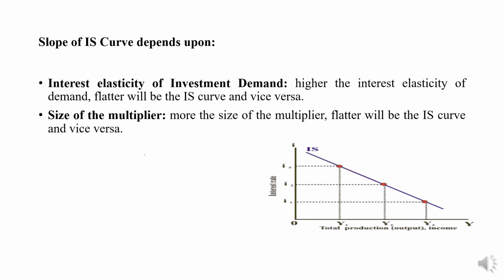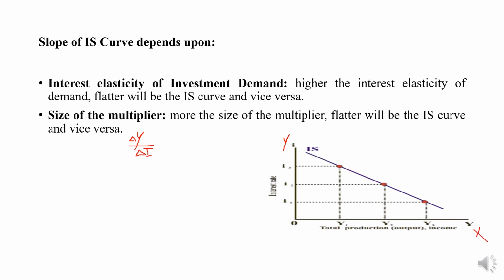In the size of the multiplier, when there is a change in investment, it will change the output or the income. So the more the size of the multiplier, the flatter will be the IS curve. In the graphical representation, we have interest rate on the y-axis, and on the x-axis we have income or output.